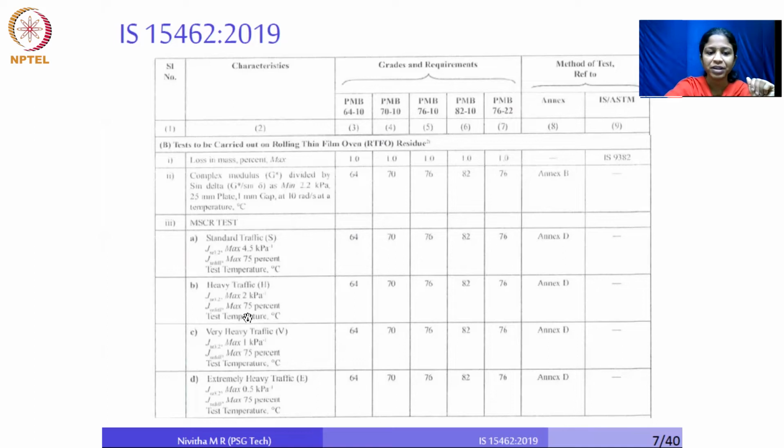Similarly, this JNR difference is limited to again 75% for all the cases. The only difference is the JNR at 3.2. For a very heavy, it is limited to 1, and for extremely heavy, it is limited to 0.5. All right, so this is with regard to the MSCR test. This is usually carried out on an unaged binder, right? So we have grades designated as PMB 64-10, S or H or V or E, depending on the traffic requirement.